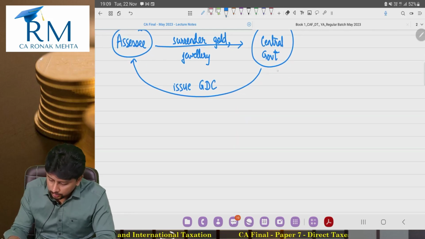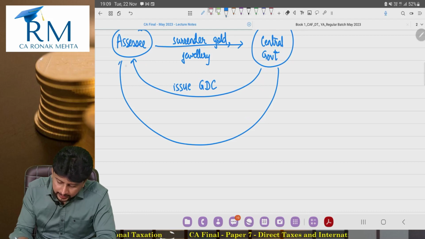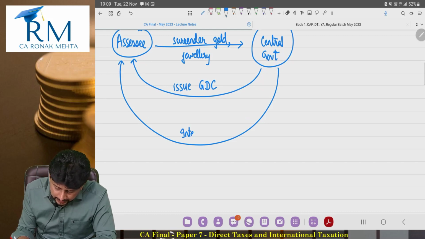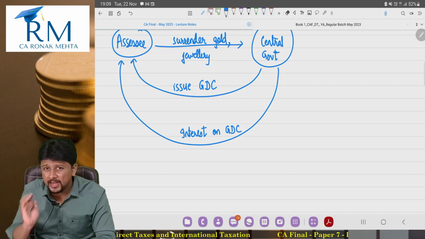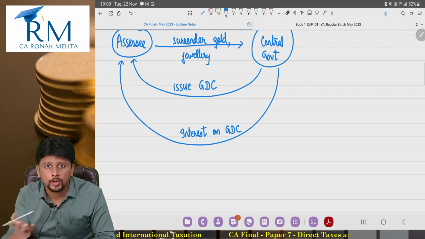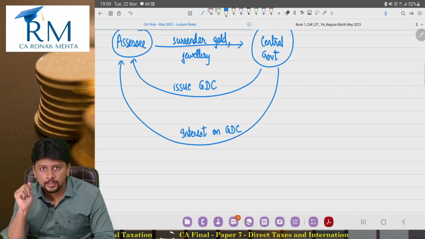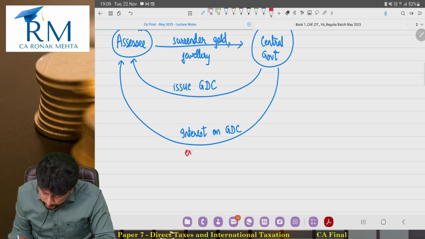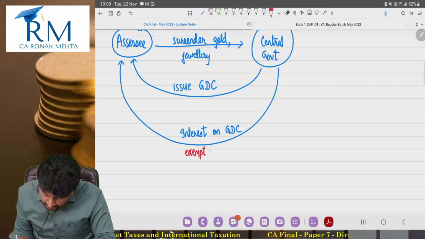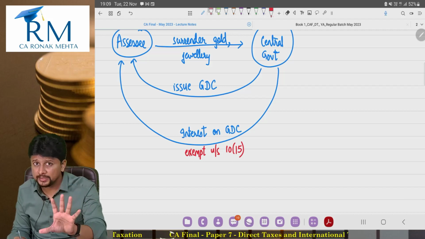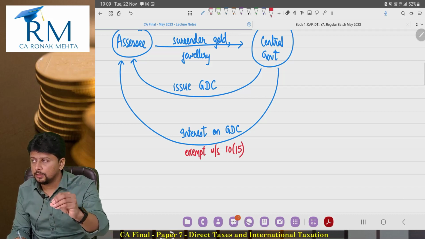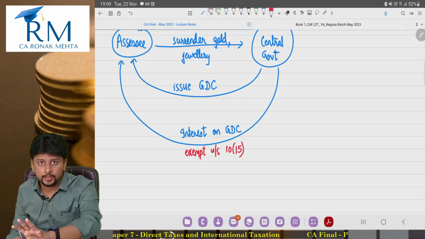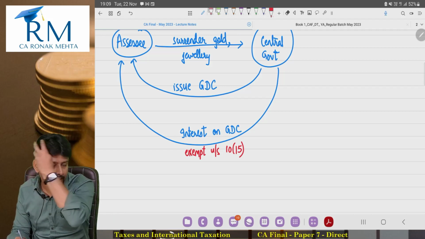Then on this gold deposit certificate, every year you would get interest, very nominal interest, 1.5%, very nominal rate of interest, or 2%. And as far as taxability is concerned, this interest would be exempt from tax, section 10(15). By the way, that is a very irrelevant thing in the context of what we are doing, so do not focus on that exemption right now.